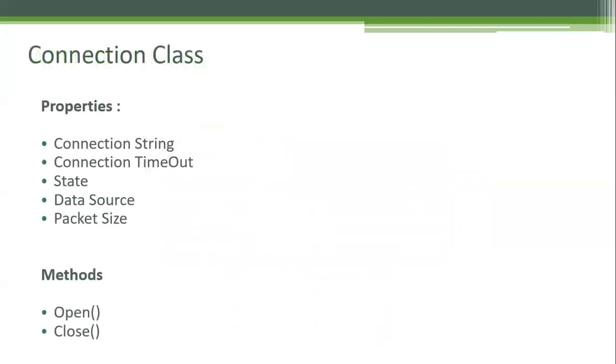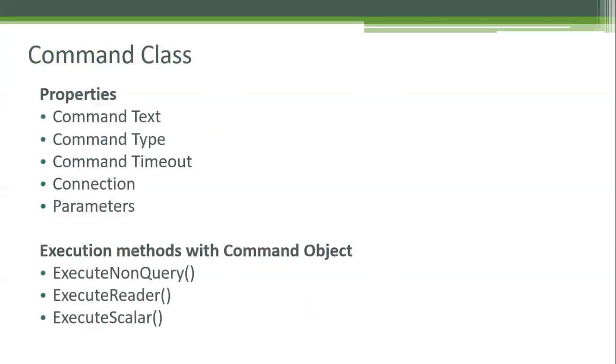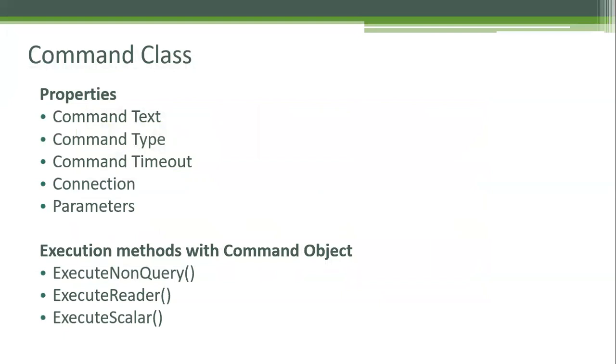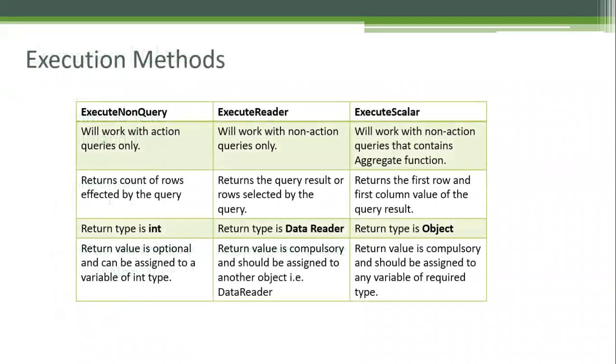Right. Next, we talked about connection class. Then we talked about command class. So the next thing, like we saw an example with connection and command classes. With command class, we have three methods, three execution methods to execute the queries. One is execute non-query. Second one is execute reader. Next one is execute scalar.